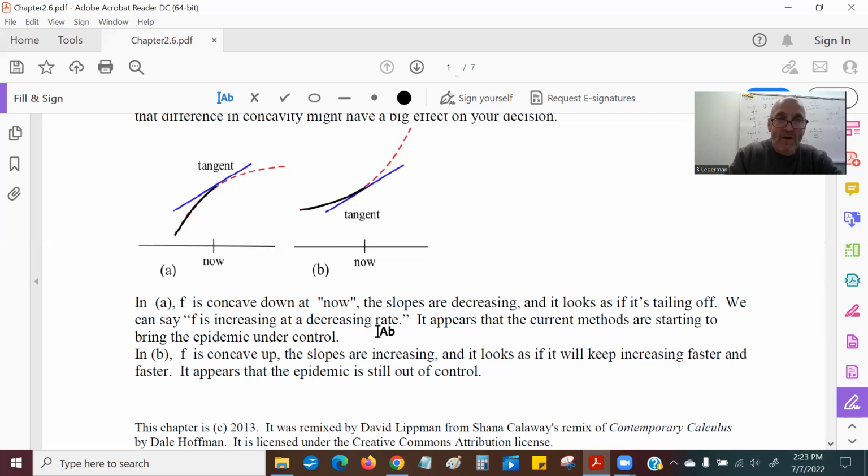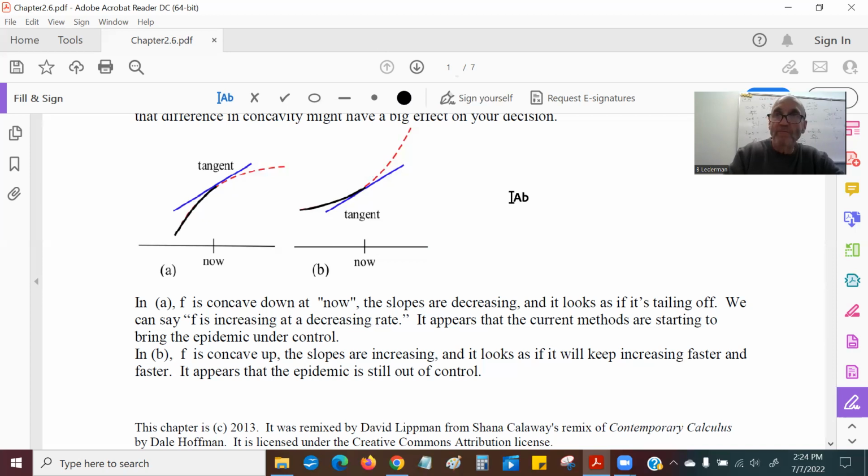So when it's concave up, the slopes are increasing, meaning the slopes of the tangents are increasing. Notice that when it's concave down, the tangents are on top of the graph, and when it's concave up, the tangents are beneath the graph, below the graph. That's an important concept to remember.